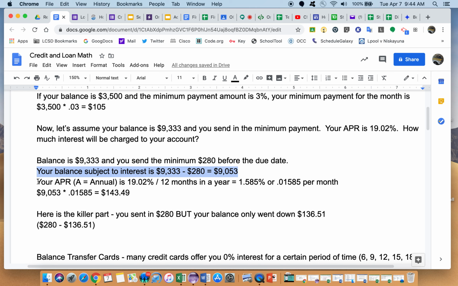So your APR is 19.02%. Remember, that's an annual APR. So to find out how much they charge you every month, we have to divide that by 12.